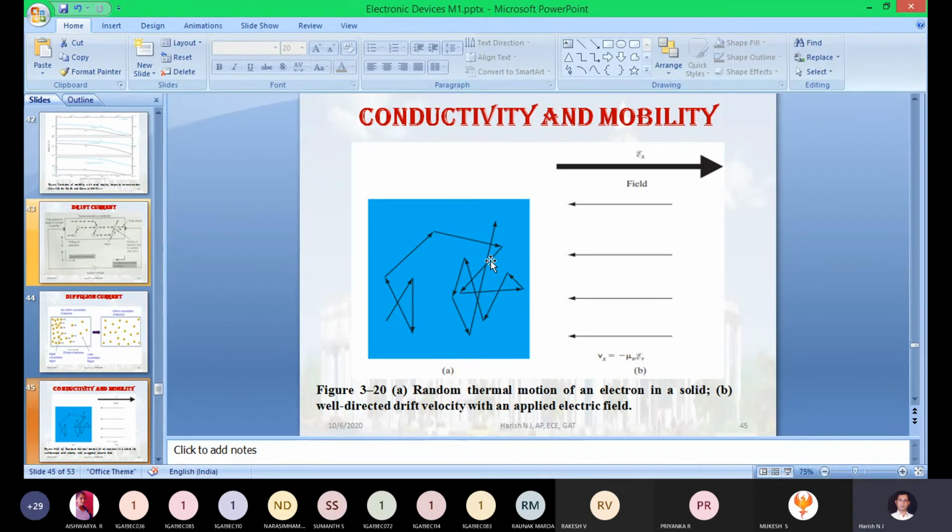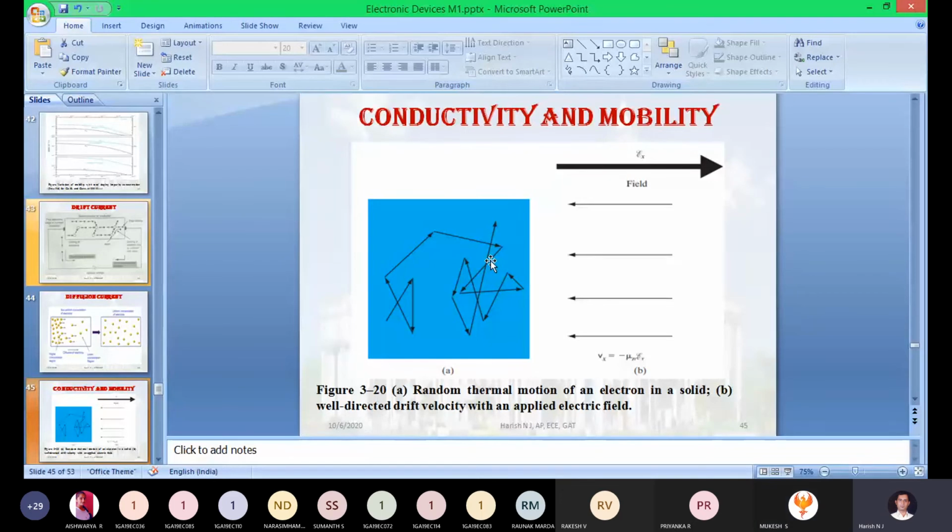In another way, you can visualize this concept however you want. But the final conclusion is that the majority of the charge carriers will be moving to the positive terminal of the power supply due to the applied electric field. Does the acceleration exist or not when you are applying the electric field? Yes, it is there.